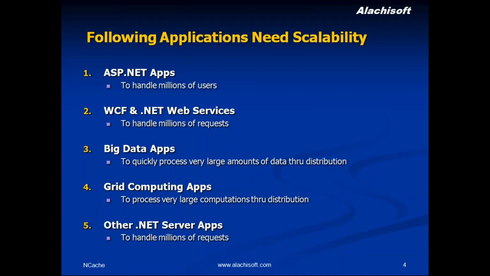Those are the applications. So in general, any .NET application or Java application, for that matter, which may have to handle millions of requests from the users or from the backend programs, those are the prime candidates which need to have scalability in the architecture. And we'll focus on some of these once we move on to our use cases as well.